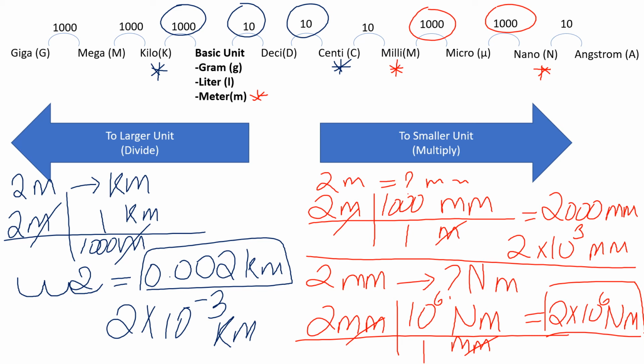Now, by the way, another thing to know about scientific notation is that 10 to the power of 0 is 1. What does that mean? Let's say I say 2 times 10 to the power of 0, that would give me 2.